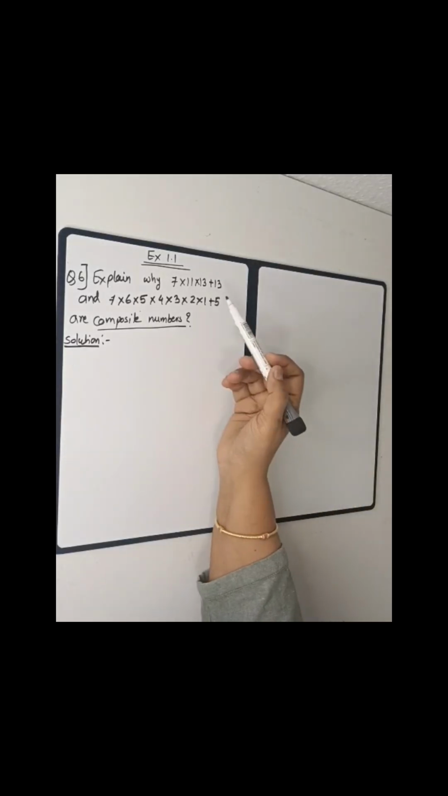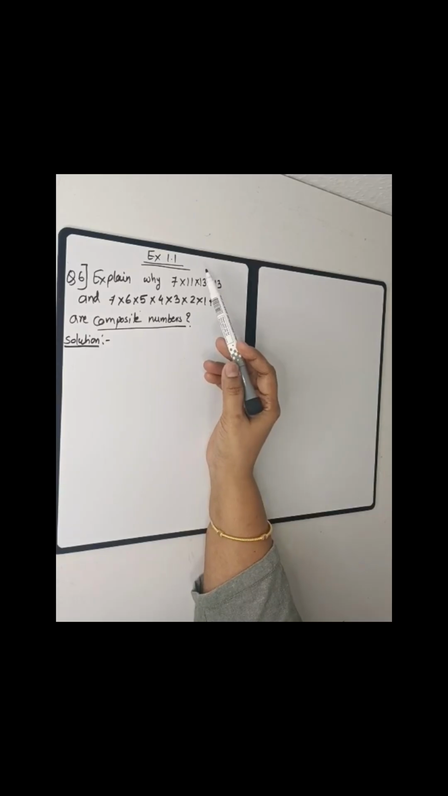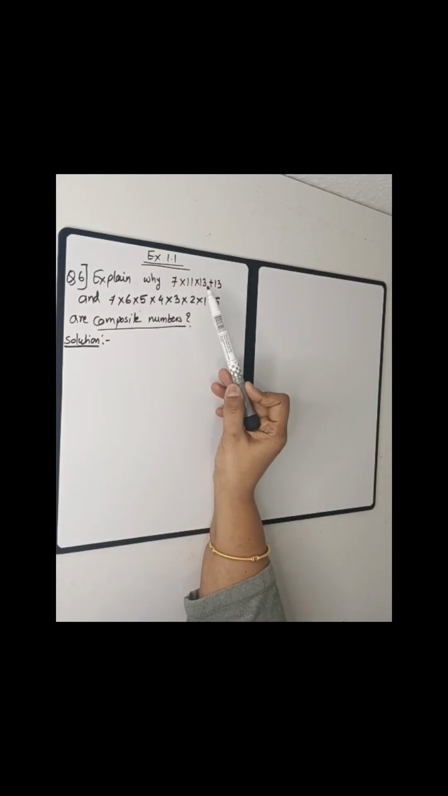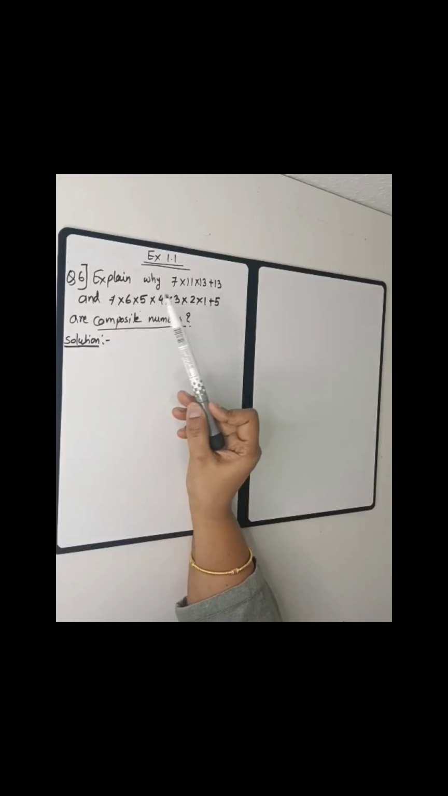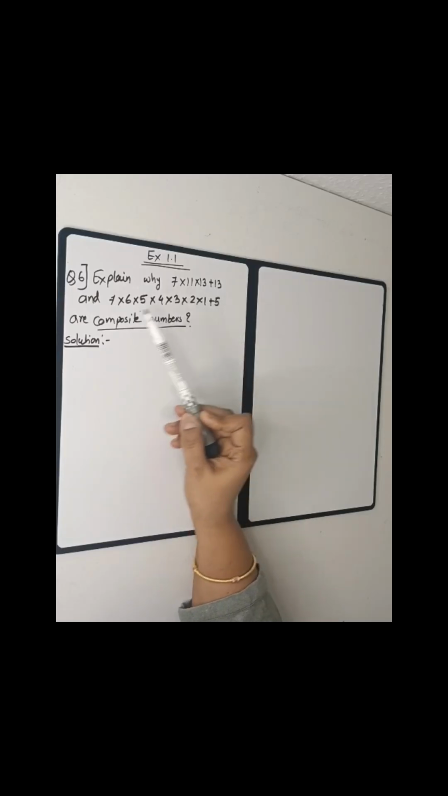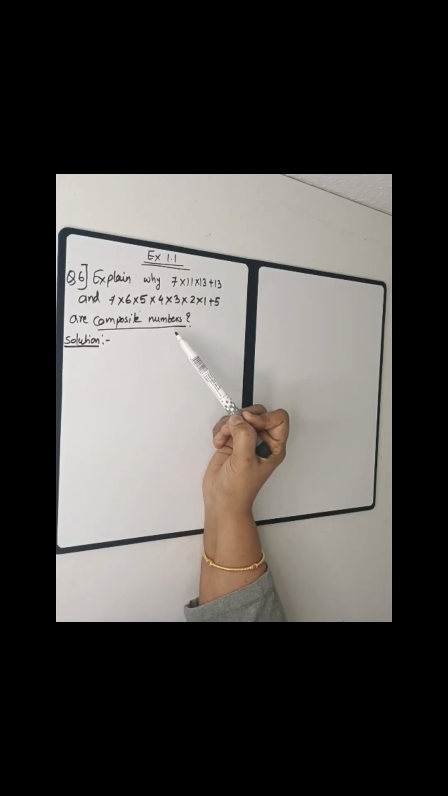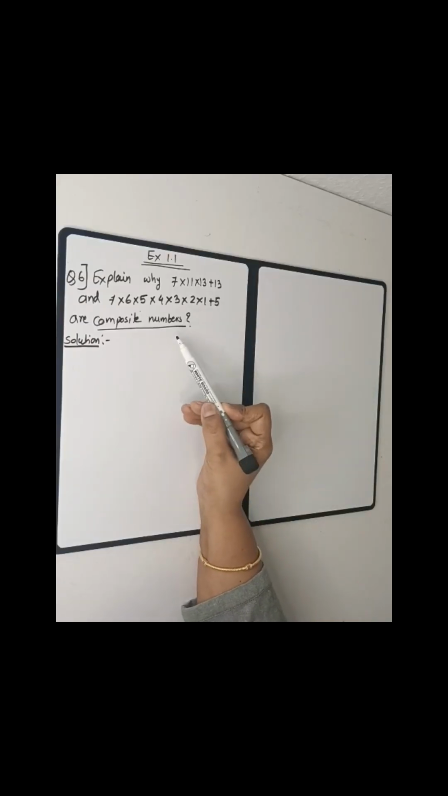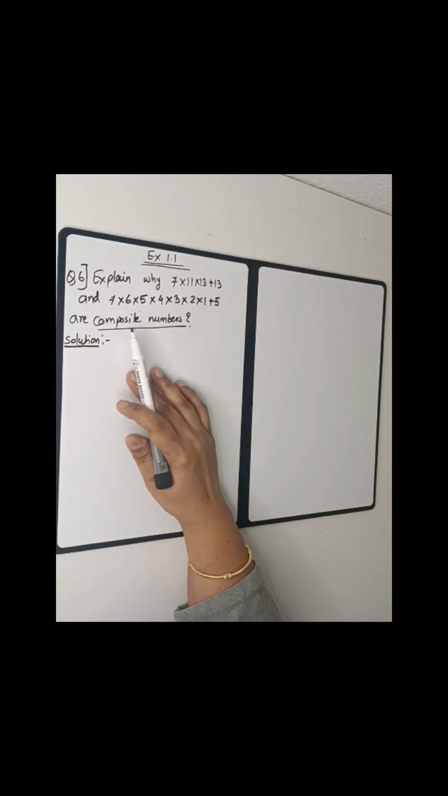So I'm going to start with the next question of exercise 1.1. Explain why 7 into 11 into 13 plus 13 and 7 into 6 into 5 into 4 into 3 into 2 into 1 plus 5 are composite numbers. So composite numbers are the numbers for which there are factors which are more than 2. If you get factors more than 2, then we say these numbers are composite numbers.